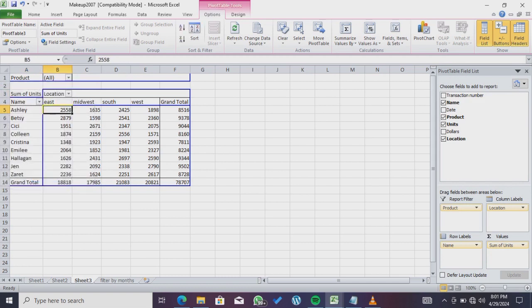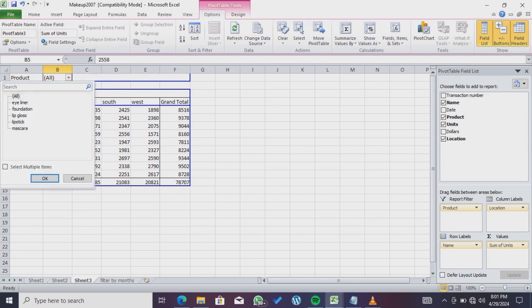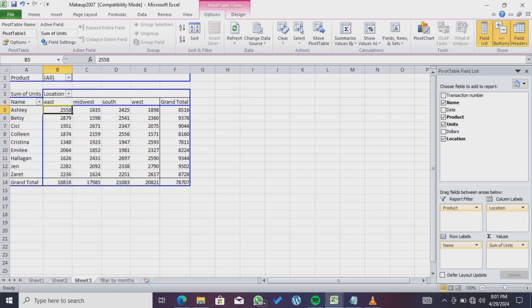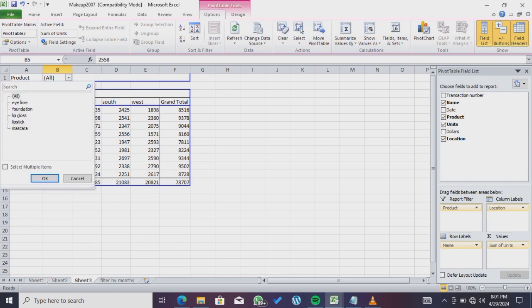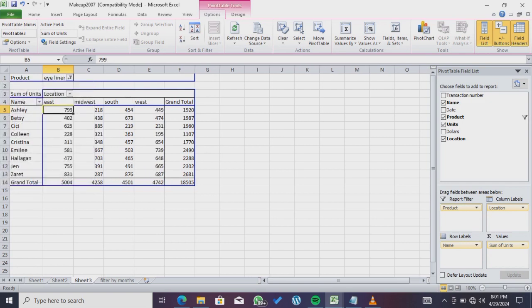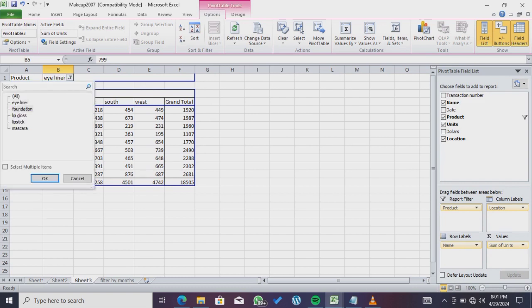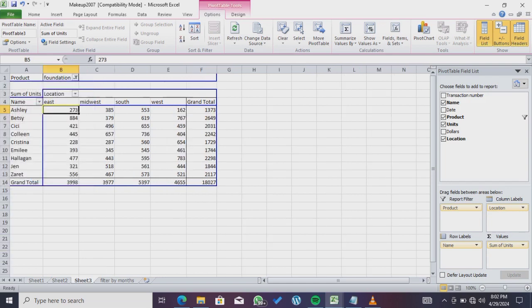For example, now this is the total units of product sold by Ashley in the East. I can easily change it and say I don't want the total product. I want to see the number of units she sold of only eyeliner, not all. If you click on eyeliner, you observe that in the East, Ashley sold 799 eyeliners. But if you wanted foundation, you will see that in the East, she sold 273 units of foundation. And so on and so forth.